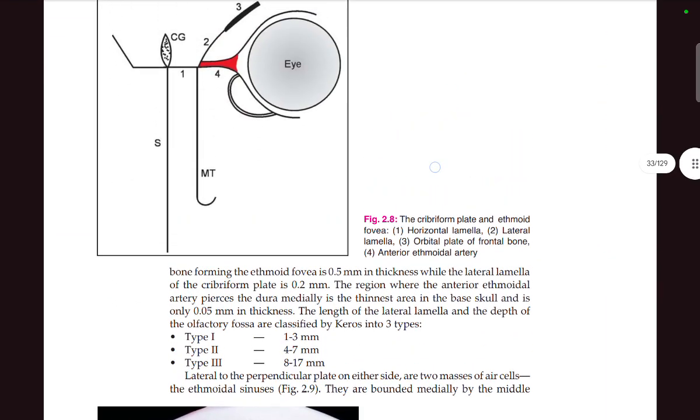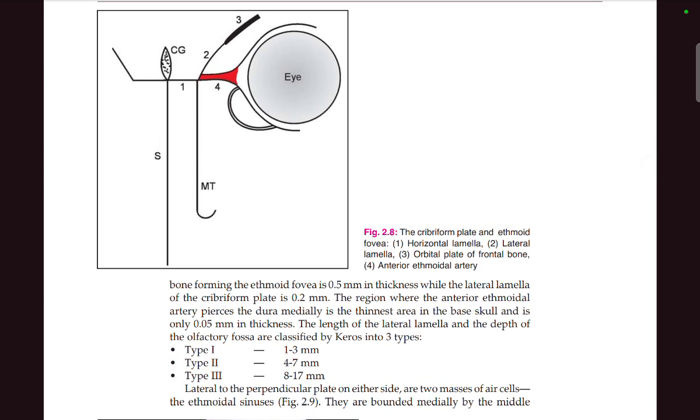The frontal bone forming the ethmoid fovea is 0.5 mm in thickness, while the lateral lamella of the cribriform plate is 0.2 mm. The region where the anterior ethmoidal artery pierces the dura medially is the thinnest area in the skull base and is only 0.05 mm in thickness. The length of the lateral lamella and the depth of the olfactory fossa are classified by Keros in three types. Type 1, 1 to 3 millimeter; type 2, 4 to 7 millimeter; and type 3, 8 to 17 millimeter.